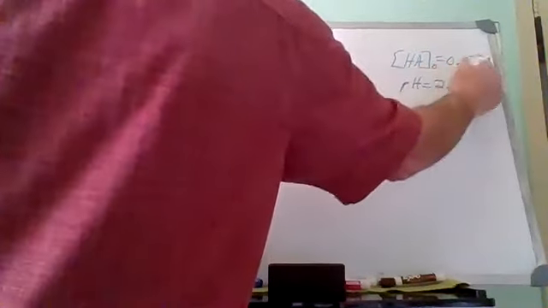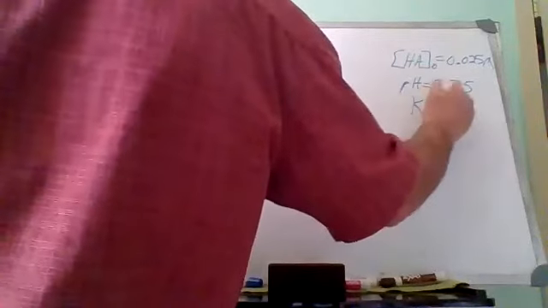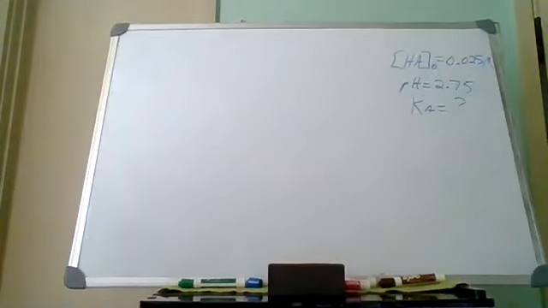Okay, so the starting concentration of, I'm going to call it HA, is 0.025 molar, and the pH is 2.75. All right, and we're asked to find Ka, which we don't know, and we're asked to find the degree of ionization.